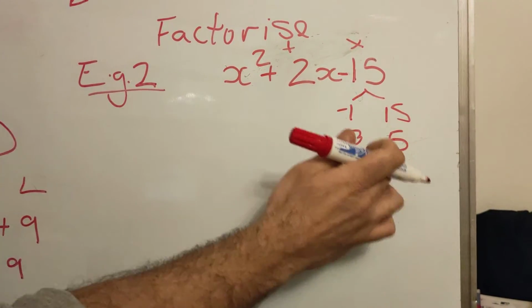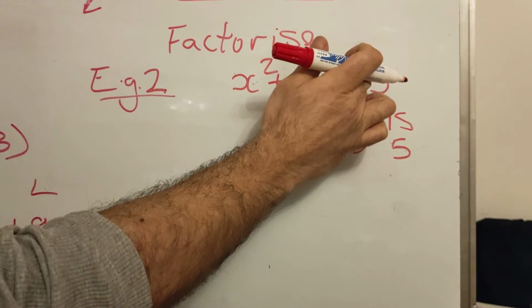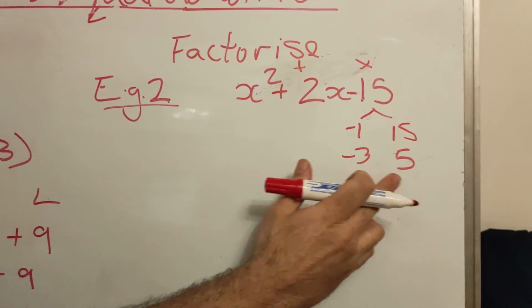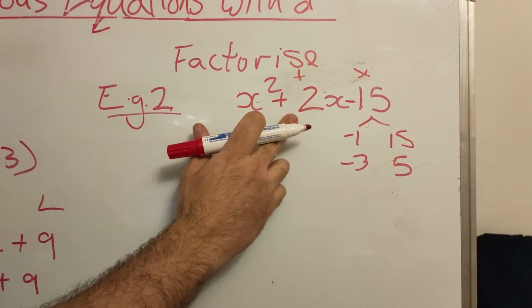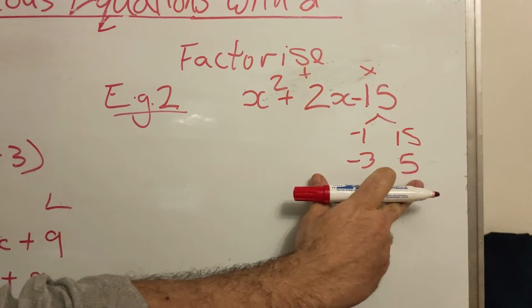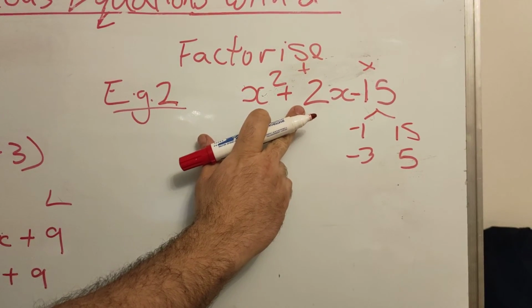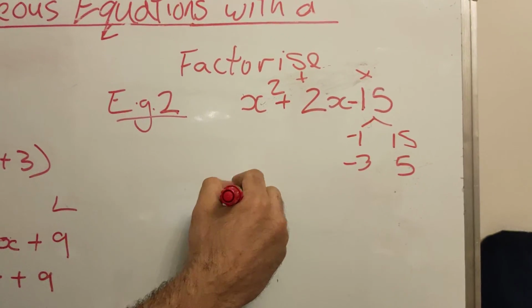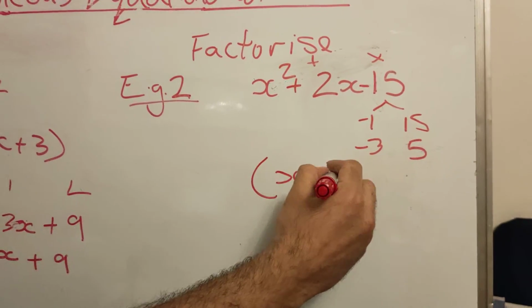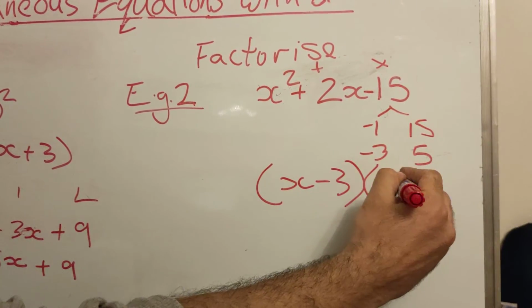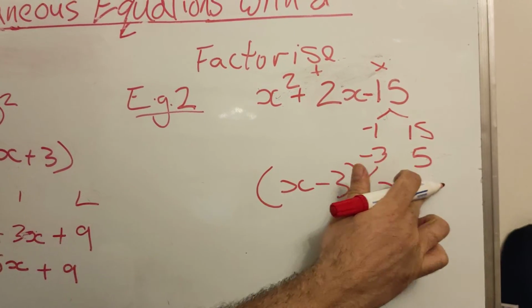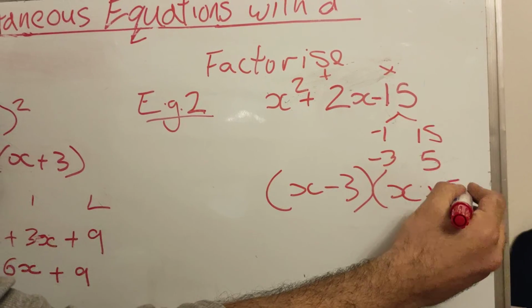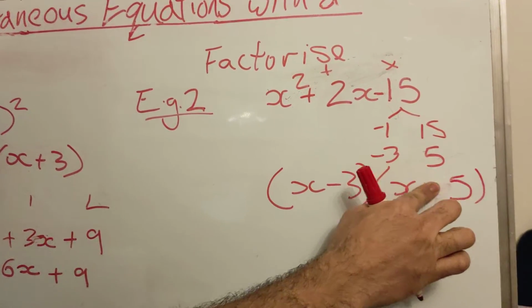So yes, these times to make negative 15, but when I add them, well, that's correct. Look, negative 3 add the 5, that's positive 2. So I know this expression here will factorise into x take away 3, x plus 5.